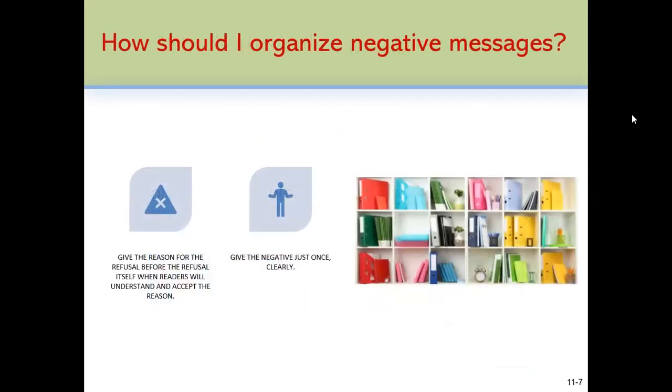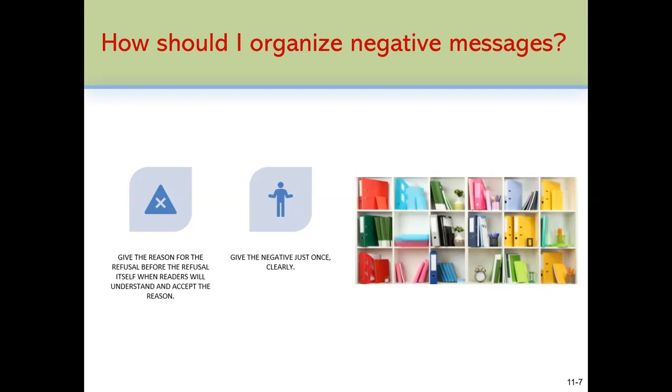How should I organize negative messages? So now we're starting to plan. We're starting into the strategy part. Whenever we talk about strategy, it's a step-by-step process, so organization has to be there. A systematic approach has to be there. So the plan is to give the reason for the refusal before the refusal itself, when readers will understand and accept the reason.